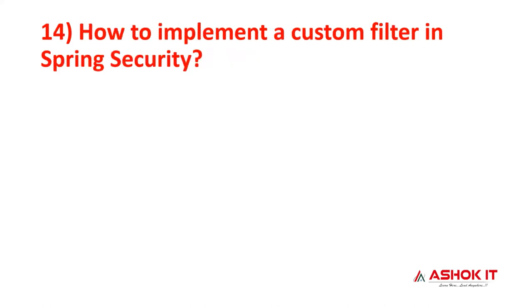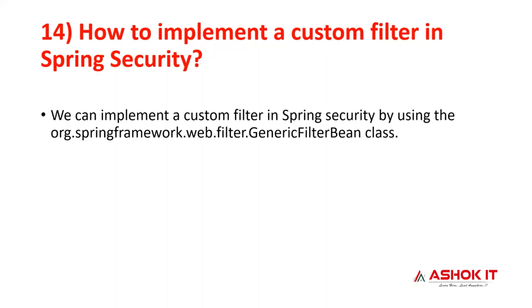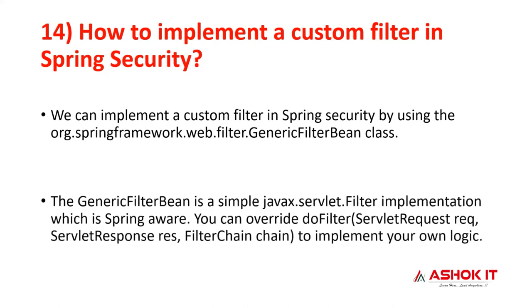How to implement a custom filter in Spring Security? We can use the GenericFilterBean class. This we can use and we can implement our custom filter. This GenericFilterBean has a method that is doFilter that takes ServletRequest, ServletResponse, and FilterChain. FilterChain is actually used to call the next filter or our dispatcher servlet in the execution order.